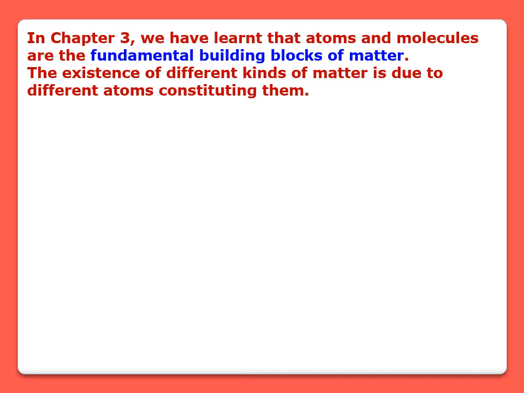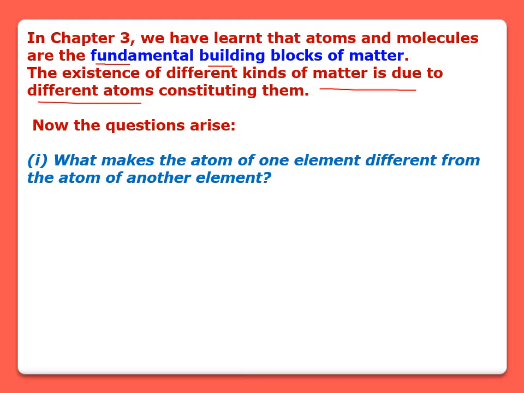If you remember, in chapter 3, we learned about atoms and molecules. And you know that atoms and molecules are the fundamental building blocks of the matter. And the existence of different kinds of matter is also due to these different kinds of atoms. But now the question is, what makes the atom of one element different from the atom of another element?